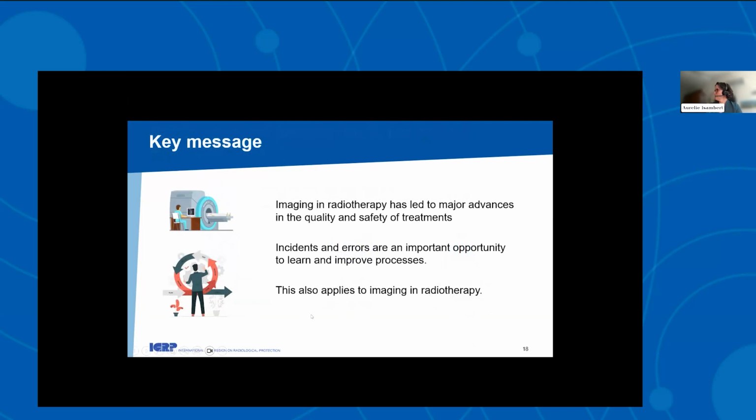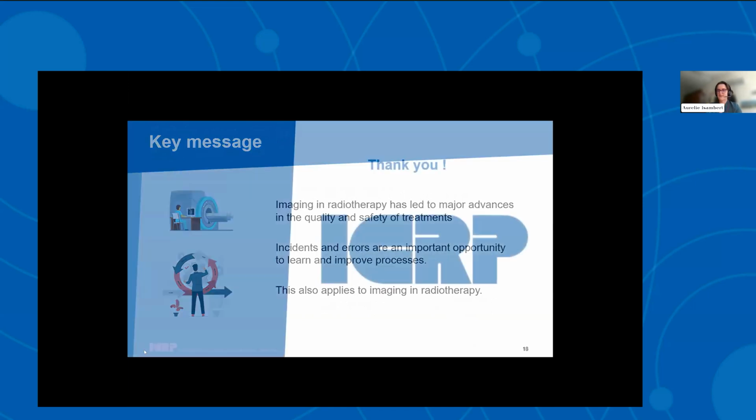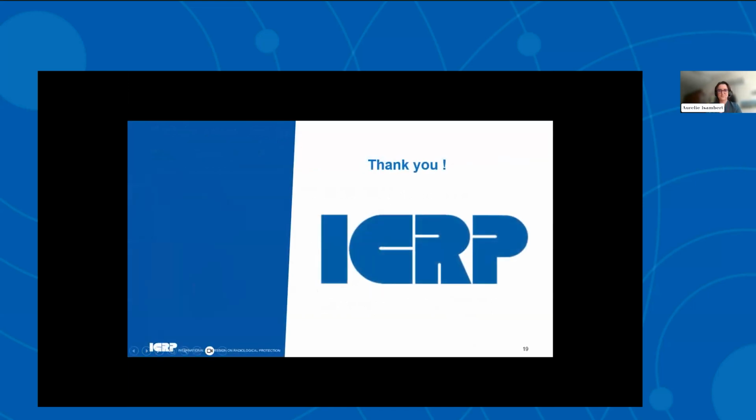So in conclusion, we all agree that imaging in radiotherapy has led to major advances in the quality and safety of treatments. Incidents and errors are an important opportunity to learn and improve processes, and this also applies to imaging in radiotherapy. Thank you for your attention.